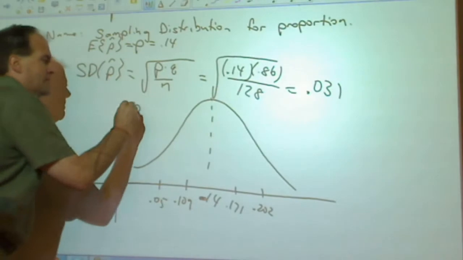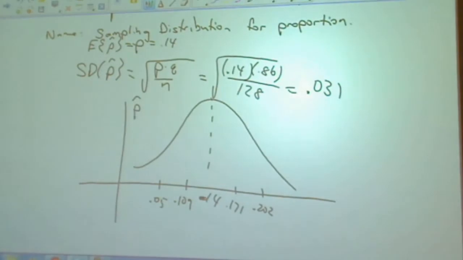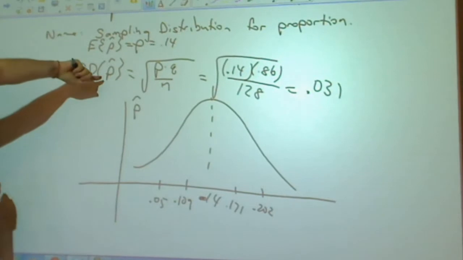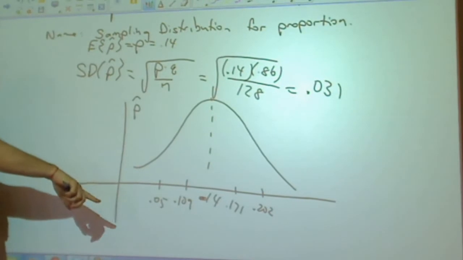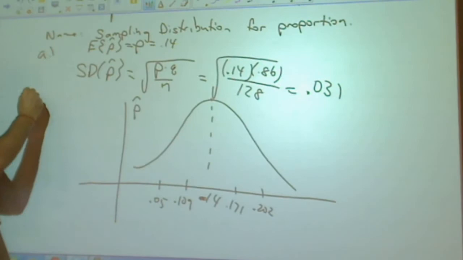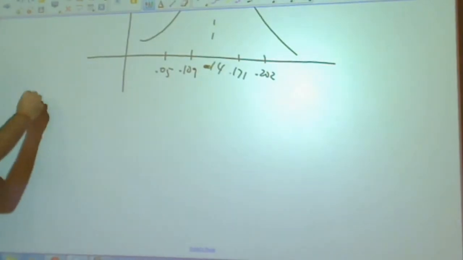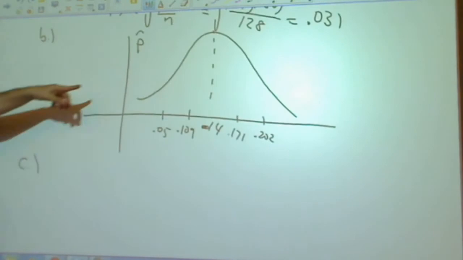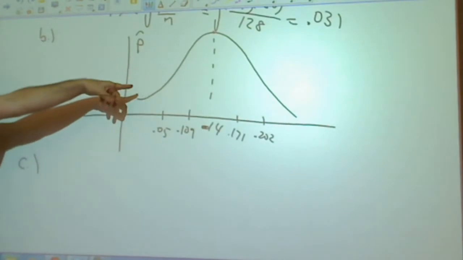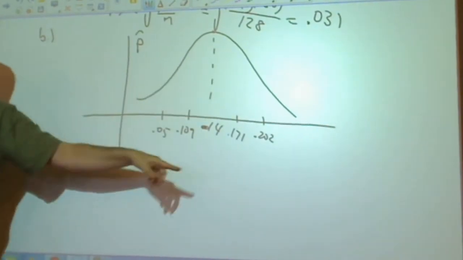If you really want to, repeat that there. Sketch it, clearly label it. So these were the mean and standard deviation. This is the sketch. This is A. This is B. C is always going to be that you use the model. It's why I'm forcing you to draw the picture.